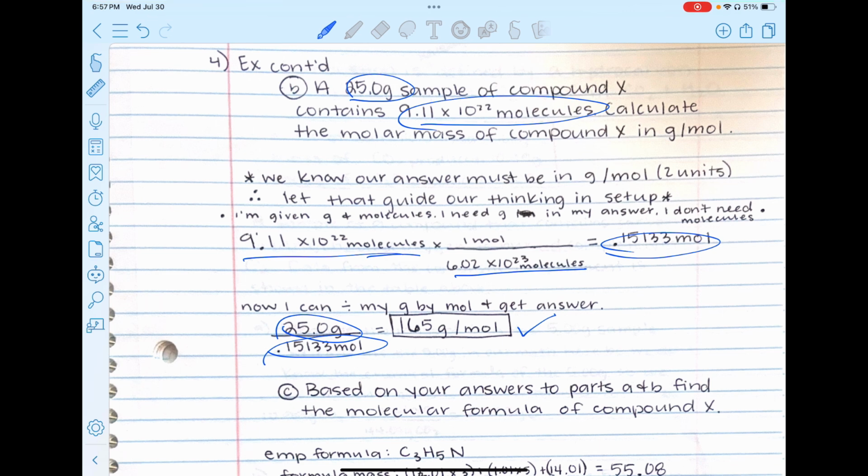Not hard, but it looks a little intimidating, because of that extra step of trying to figure out where to start. So don't overthink it. Focus on what's given. Don't let the words trip you up. Focus on what units you're given and what units you need to find.